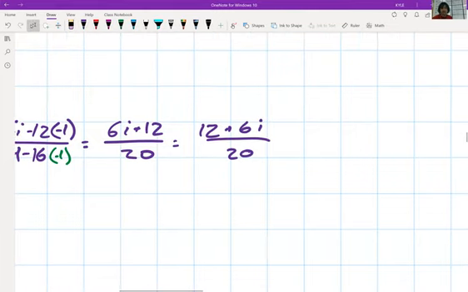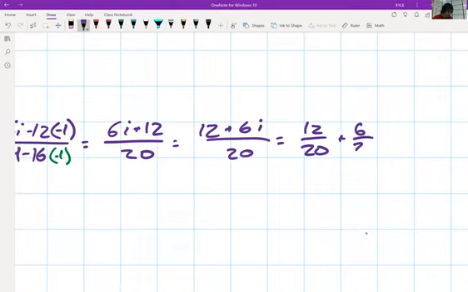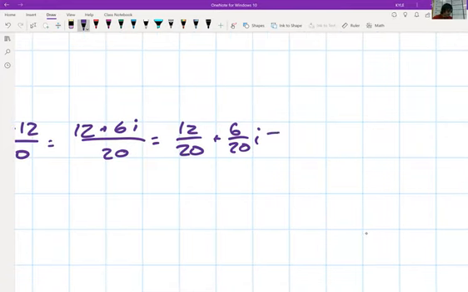And then let's break this fraction up into those real and imaginary parts. So 12 over 20 plus 6 over 20 i's. Just put the i out front. And finally simplify those fractions. Maybe divide the 12 and the 20 by 4. So 3/5 plus, divide the 6 and the 20 by 2, 3/10 i.